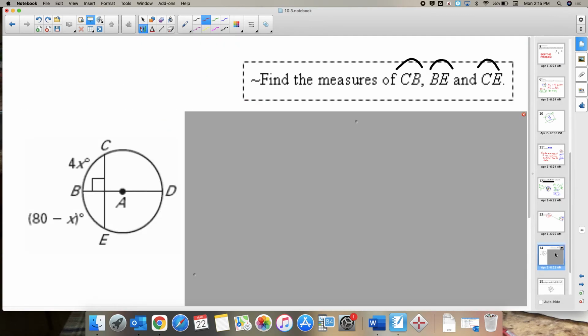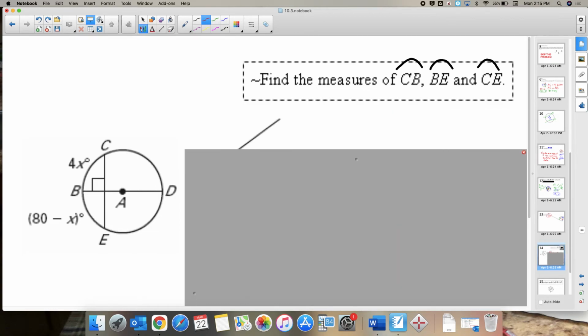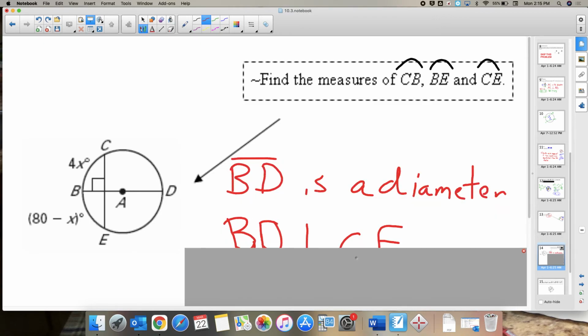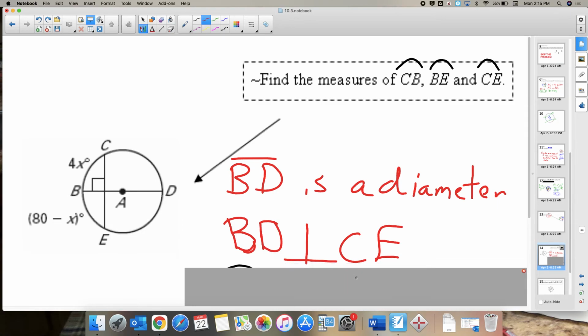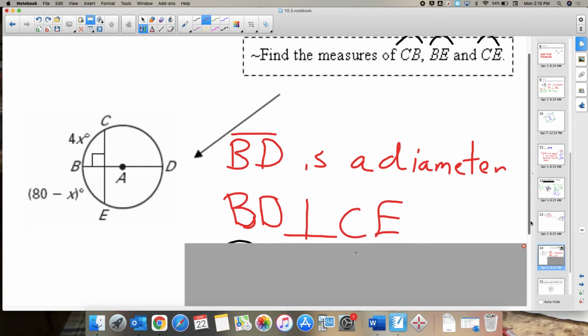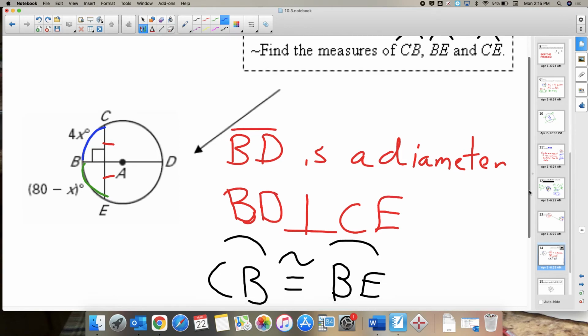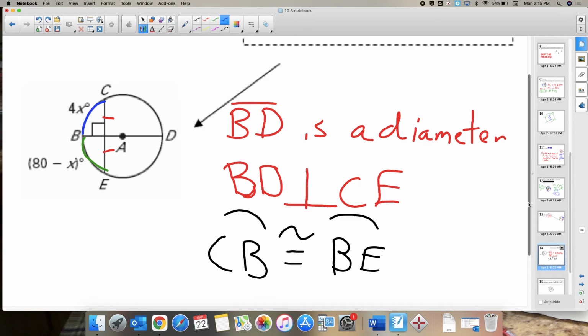Right? Here it wants us to find the measurements of arc CB, BE, and CE. Once again, BD is our diameter. And it is perpendicular to your chord. If it is perpendicular to your chord, it will bisect the chord. And more importantly in this picture, it will bisect our arc that is there. So arc BC will have to be congruent to arc BE, which means that 4x will have to equal 80 minus x.